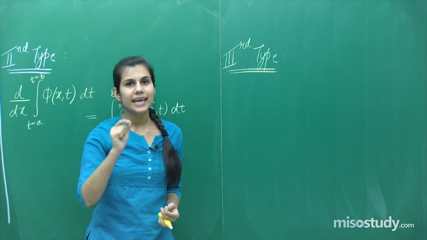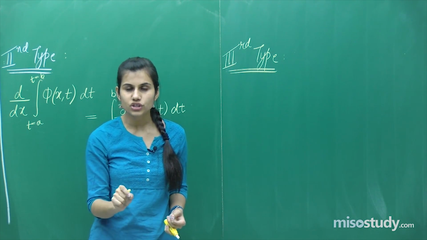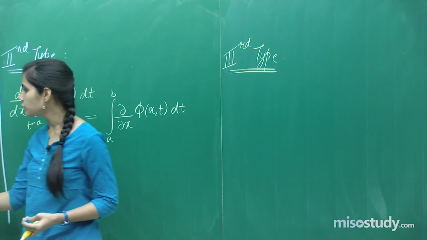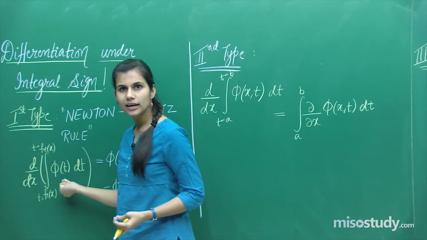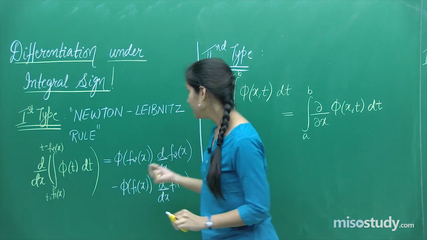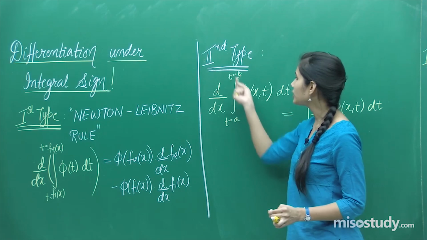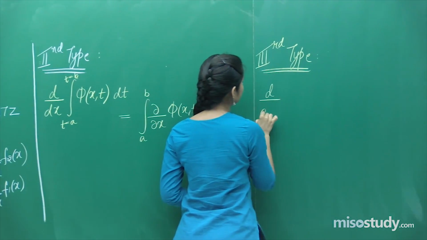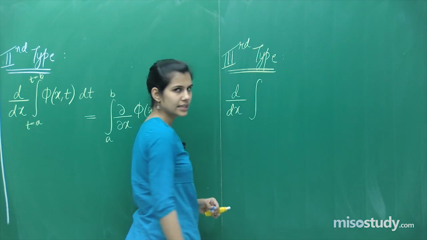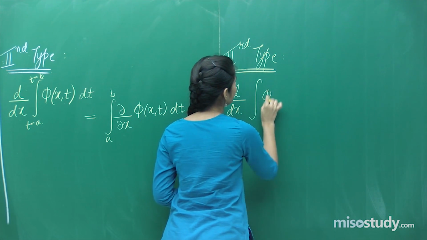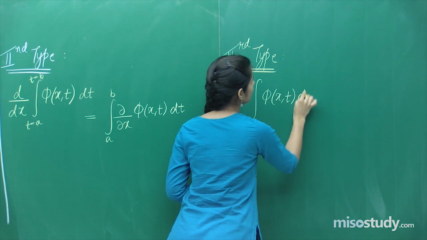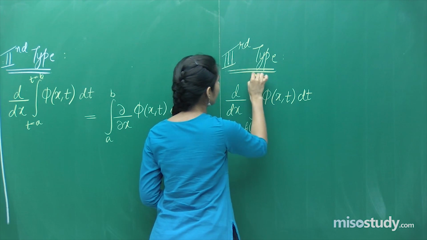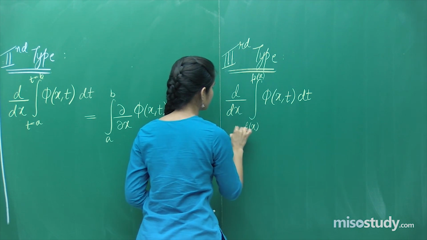Third type is when x, with respect to which you wish to differentiate, is sitting both in the limits and in the integrand. In the first case, it was sitting in limits, not in the integrand. Integrand was free from x. Here, x was sitting in the integrand, not in the limits. Limits were free from x. Here, I will be interested in differentiating such a function in which I have the integrand also having x and limits also having x.